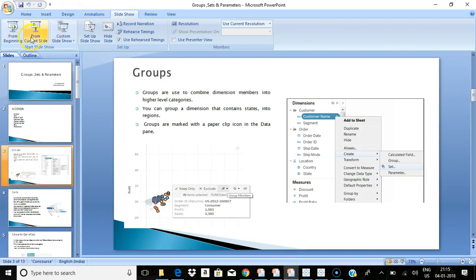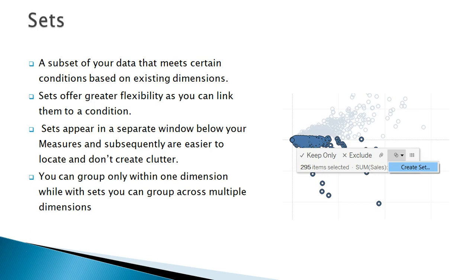Let's move on to the next topic, sets. Similar to groups, we have a concept called sets in Tableau. A set is nothing but a subset of your data that meets a certain condition. When you are creating groups, groups can be randomly formed using the members in the larger dimensions. A set creates a subset of data based on some conditions. Sets offer greater flexibility as you can link them to conditions, where groups cannot.